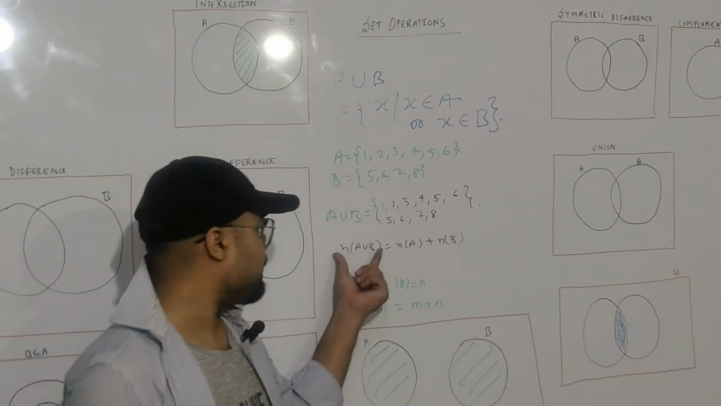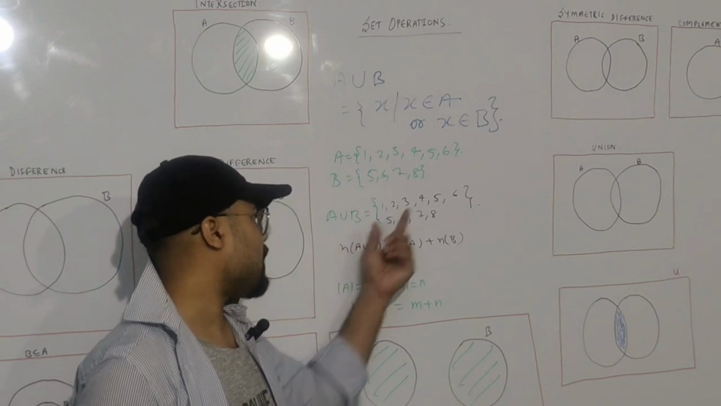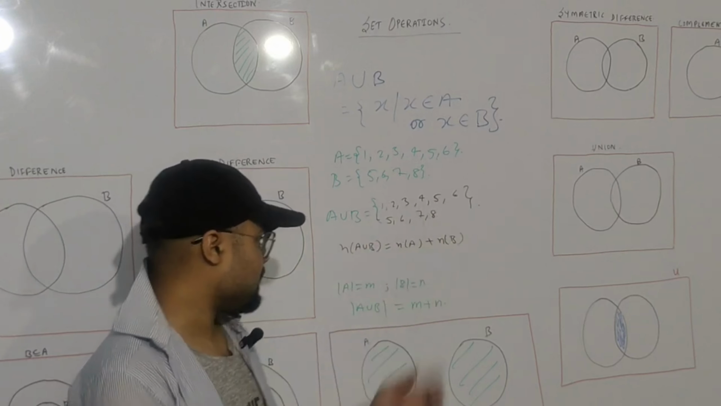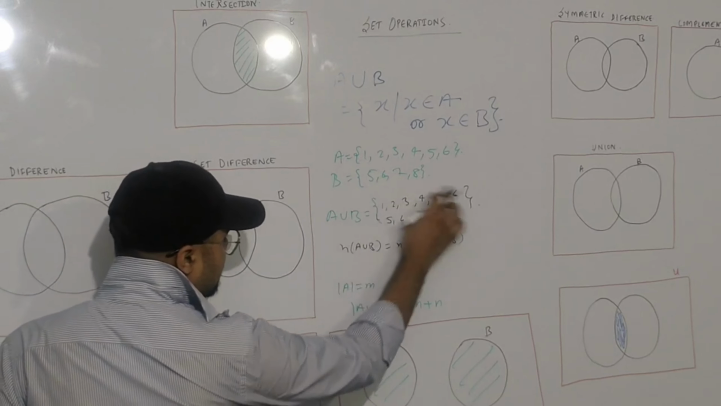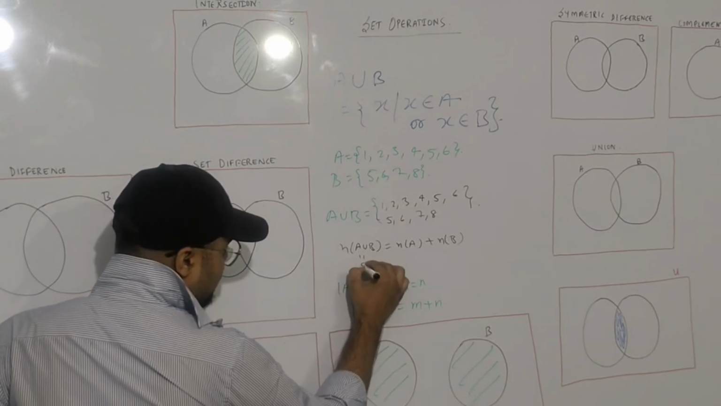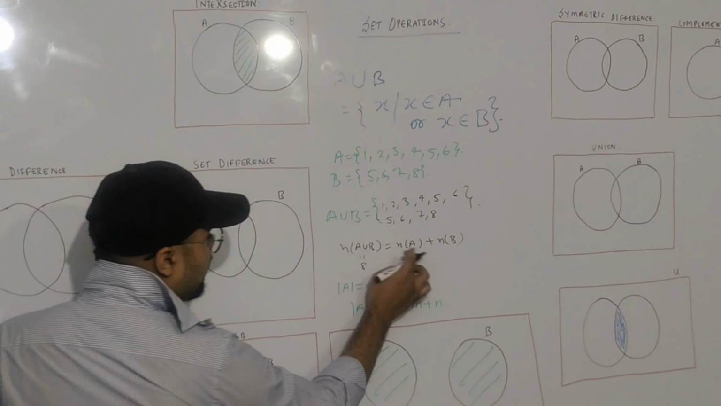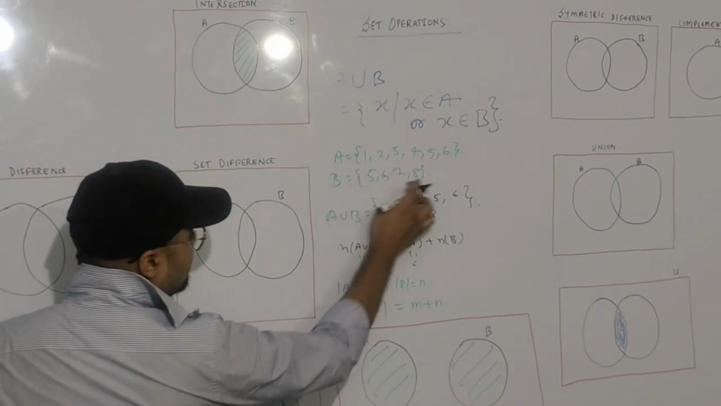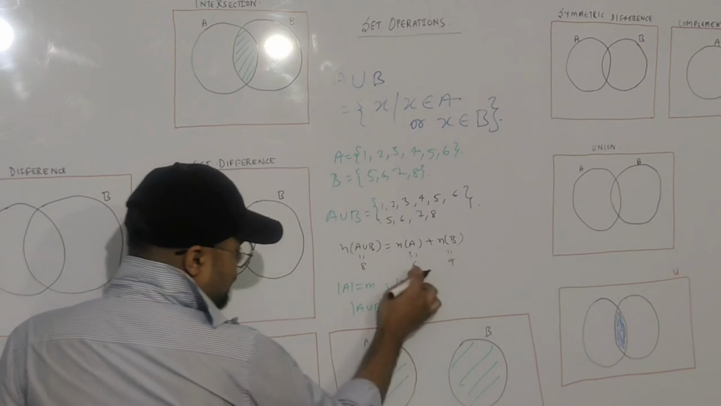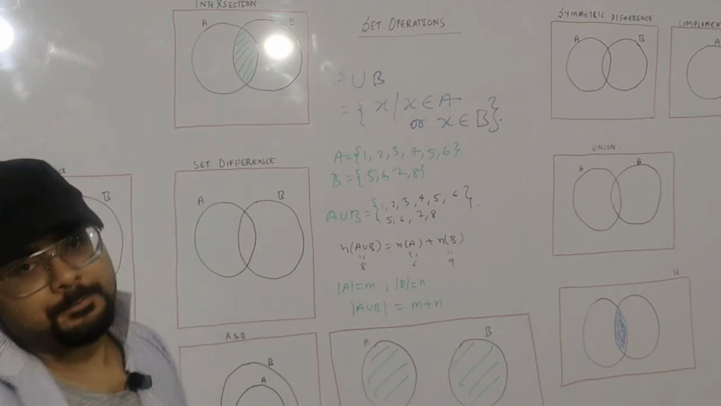So in this case, this does not hold. The number of elements in A union B is how much? It is going to be 8. You can see for yourself, the number of elements in A union B is 1, 2, 3, up to 8. This is equal to 8. But what is the number of elements in A? 6. And what is the number of elements in B? 4. So 6 plus 4 would be 10.